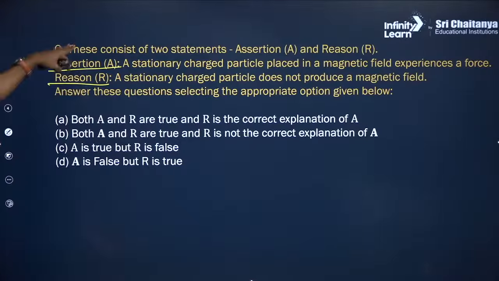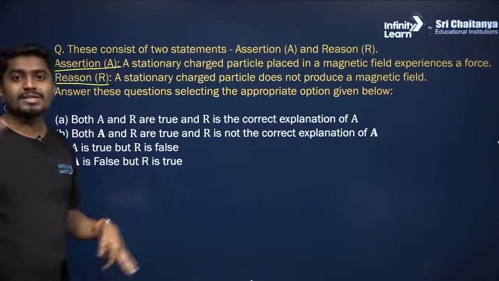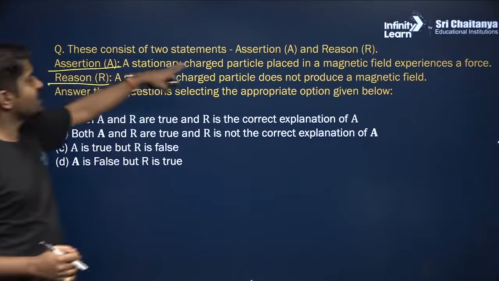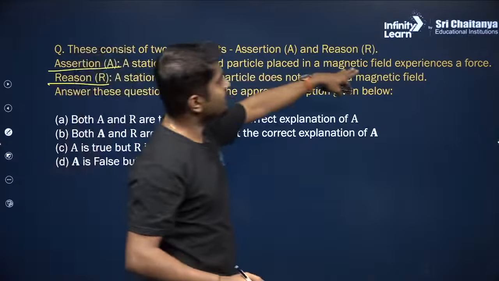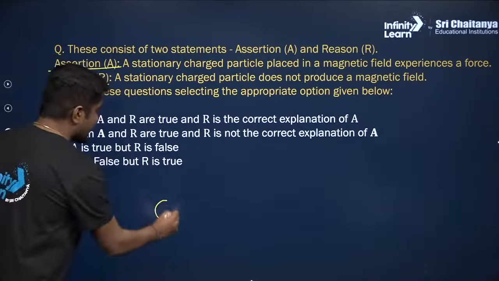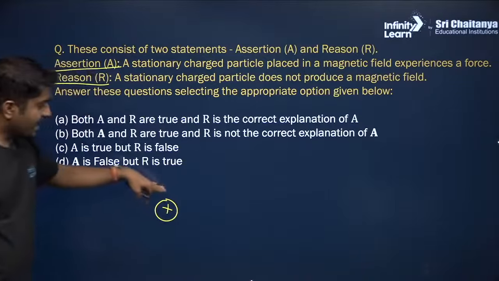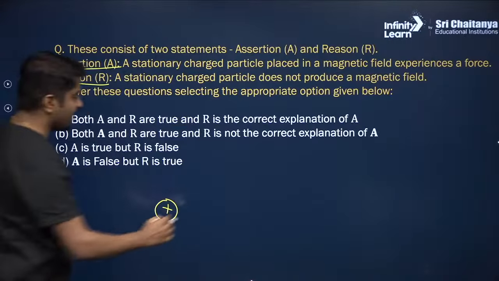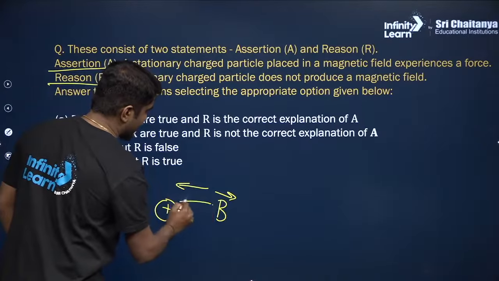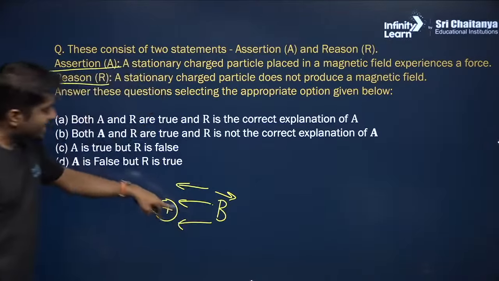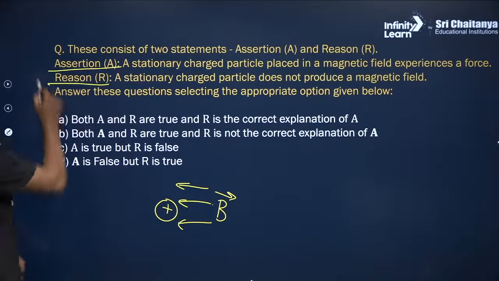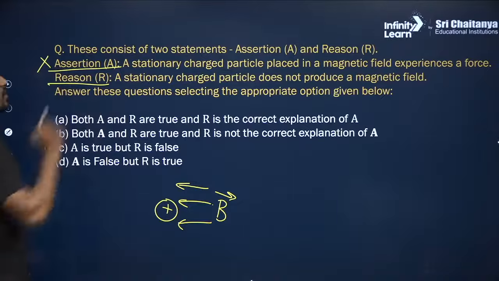तो इनमें से पहले तो देखना है आपको कौन सा करेक्ट है कौन सा रॉन्ग है. So let's read the assertion. A stationary charged particle placed in a magnetic field experiences force. अगर कोई भी stationary charged particle है, if it is present in the magnetic field, let's suppose there is a magnetic field, something like this. So can the magnetic field affect the stationary charge? No. So the assertion is wrong.